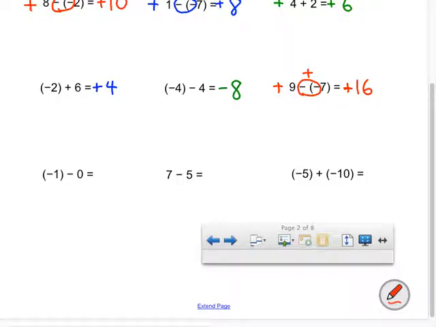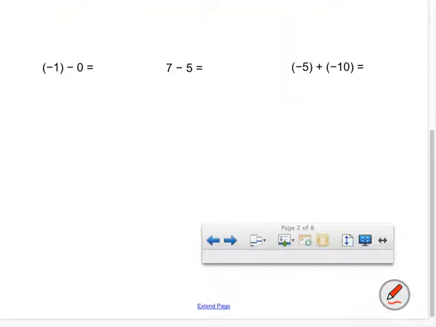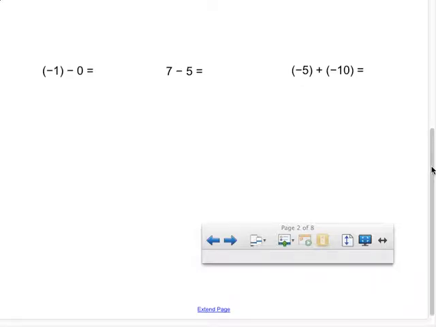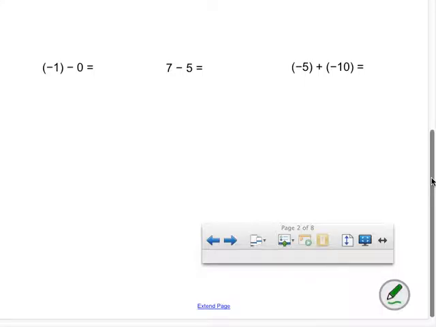Okay, and then last problem right here. Who can answer this one for me? Jose, can you answer this question for me? They're the same sign, so what do we do with the numbers? We're going to take the sum. What's the sum of 1 and 0? It's going to be 1. And what's the sign of my answer? We keep the sign that they share, so it's going to be a -1.